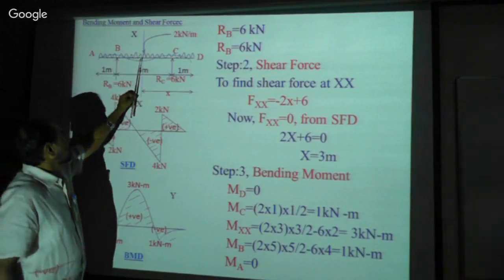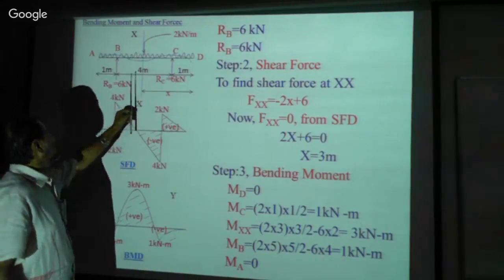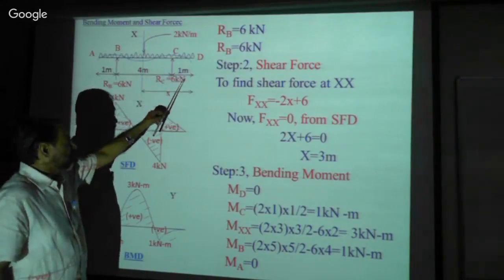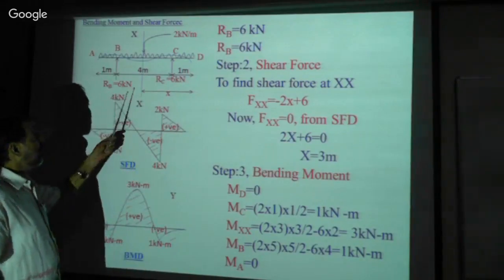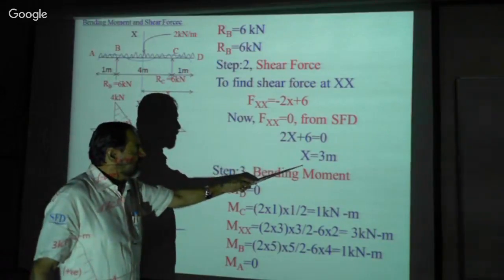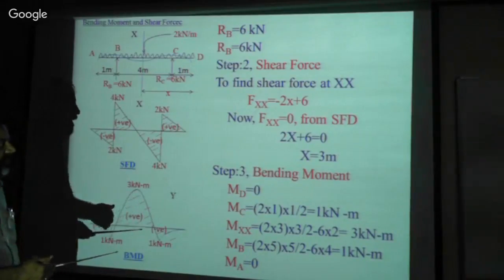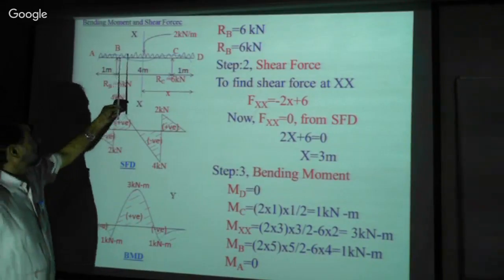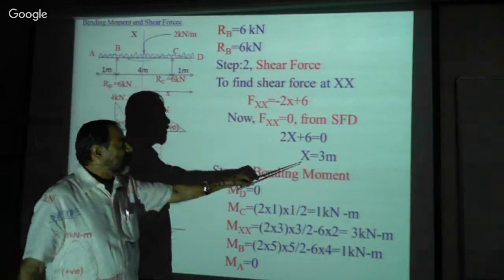So, in this case, where does the shear force change? The shear force changes at the center because it's a symmetrical load acting. If we calculate, we will get x equal to 3 meters. From here to here, we will get 3 meters. In a similar manner to what we discussed in the previous problem, we can calculate the shear force at this point equal to 0, and then we get x equal to 3 meters.